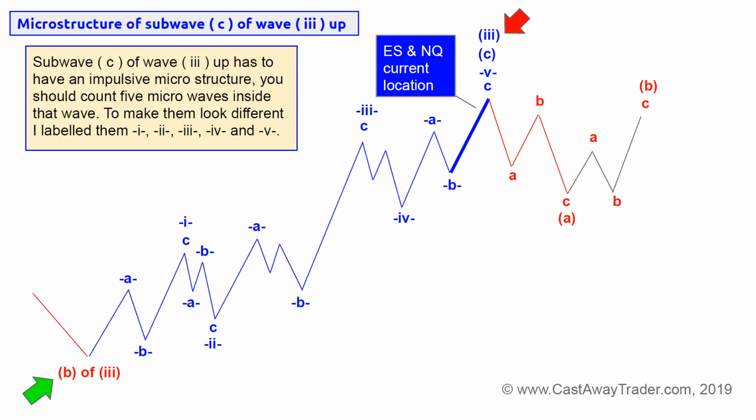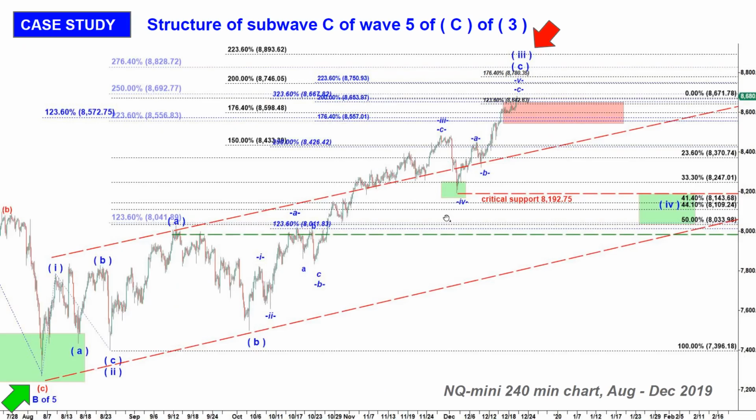That is why we would use the very same fractal, but we would zoom in even further. We would zoom in to see the microstructure of that final subwave C of wave 5 of a lower degree. And we expect to see a rally here, which is subdivided into 5 microwaves, and we would label them as lowercase 1, 2, 3, 4, and 5. Let's zoom in and we will see that structure.